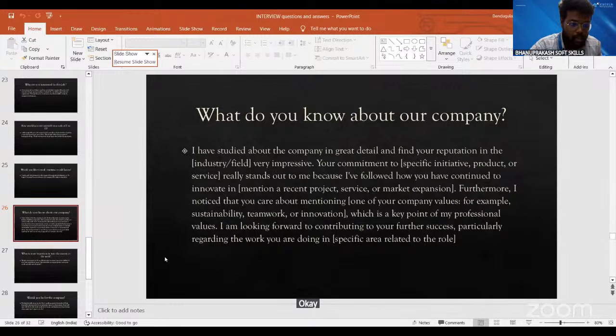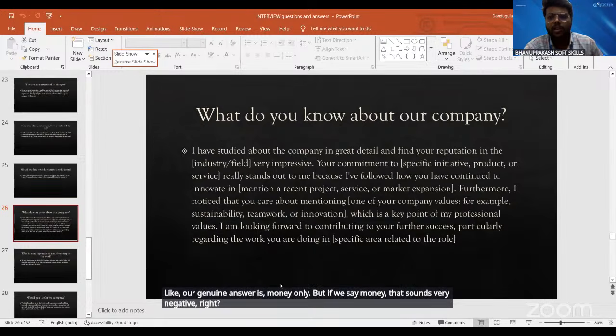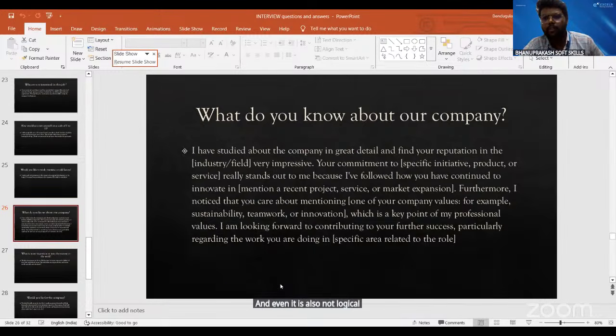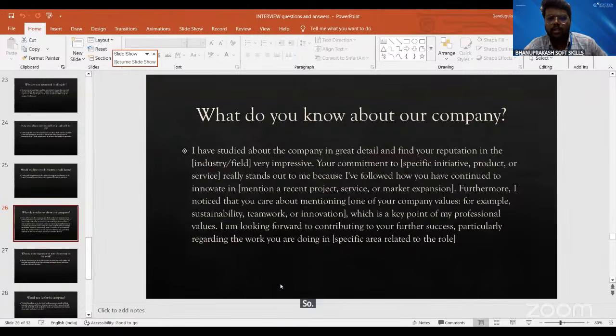Okay, the next question to you: what is more important to you, money or the work? Our genuine answer is money only, but if we say money, that sounds very negative, right? And it is also not logical if we say money is more important for me, work is not. So, what's your answer? Explanation is also needed. What is more important to you, money or the work?